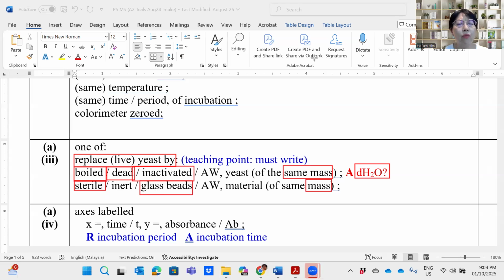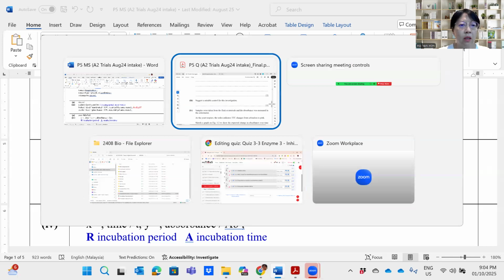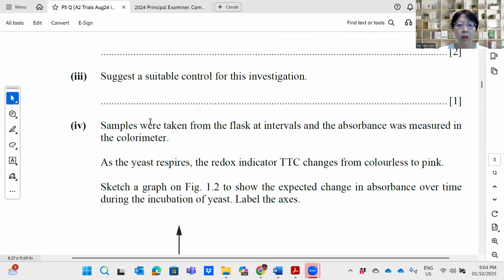Therefore, remember to write: replace the yeast, or replace the enzyme, with a denatured enzyme, boiled enzyme. Boiled means you denature it. Okay? So this is part 3. The next question is part 4.